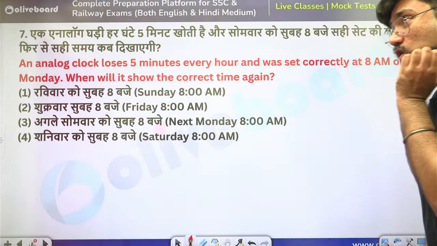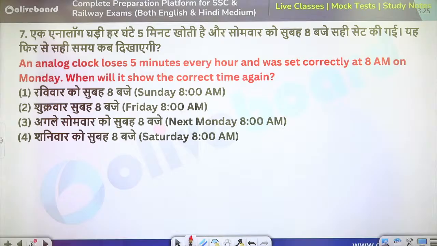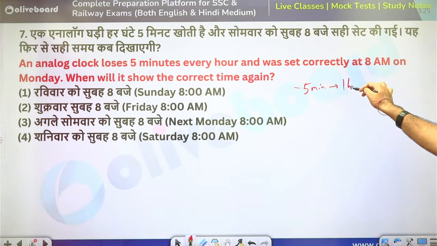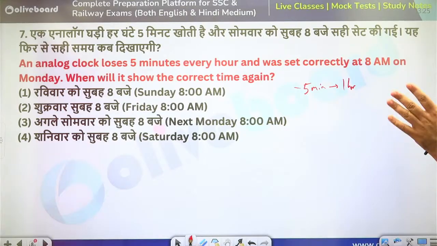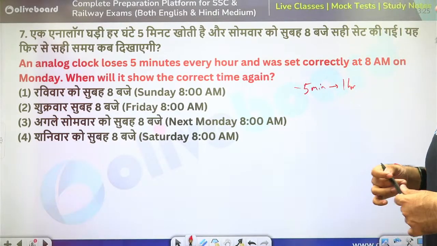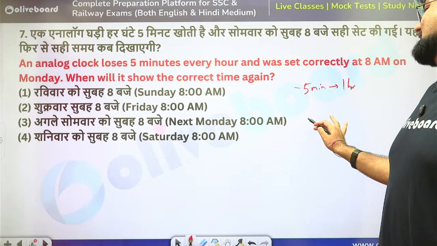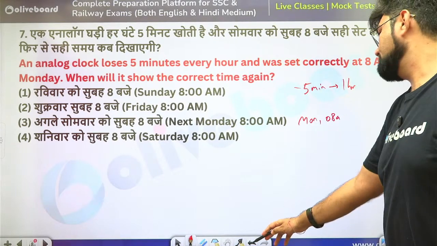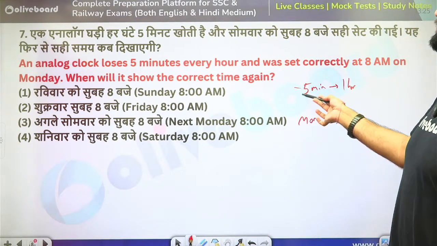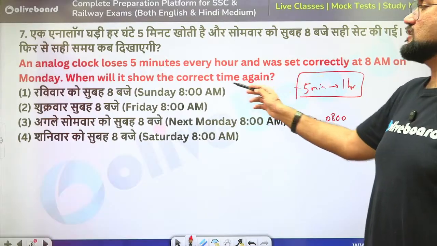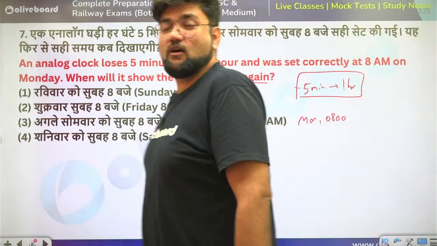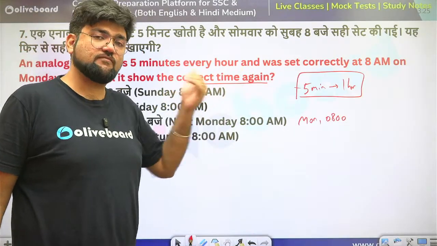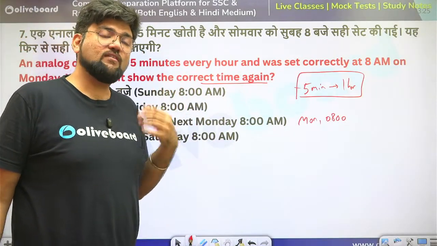An analog clock loses 5 minutes every hour. Okay. So it is losing 5 minutes every hour. In 1 hour, 5 minutes is gone. And it was set correctly at 8 a.m. on some Monday. And now it is losing 5 minutes every hour. The question is, when will it show the correct time again? Now there is no human intervention in between. The clock has gone faulty and it is going 5 minutes slow in every 1 hour. When will it show the correct time again?